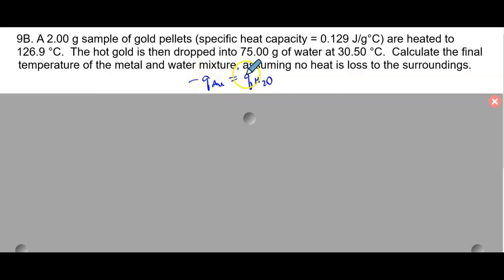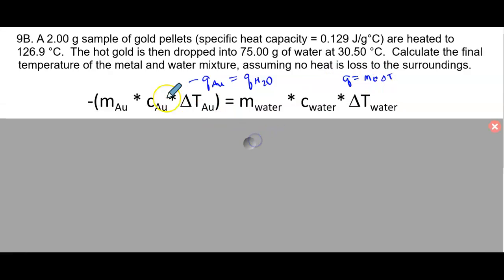Now, we don't have a Q or a Q, we have the Q's that equal M, C, and delta T. So we're going to set each Q to each other. That's what I did here. So mass times specific heat times delta T equals mass times specific heat times delta T. All of these are water values and all of these are gold values. We put the negative out here and we put everything in parentheses because this whole side has to be negative.